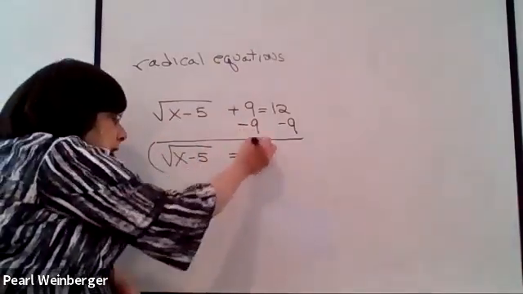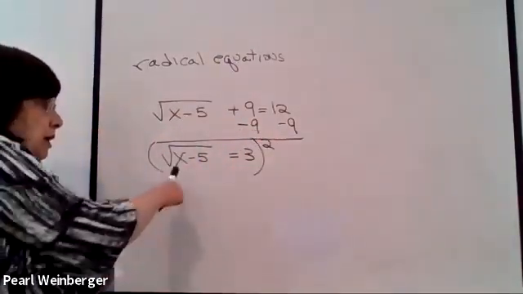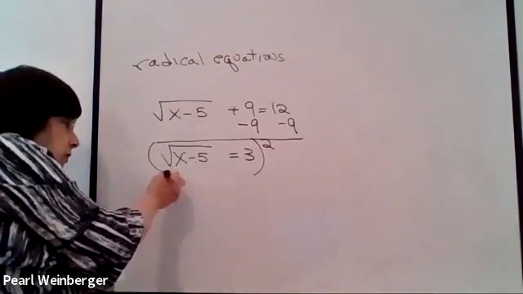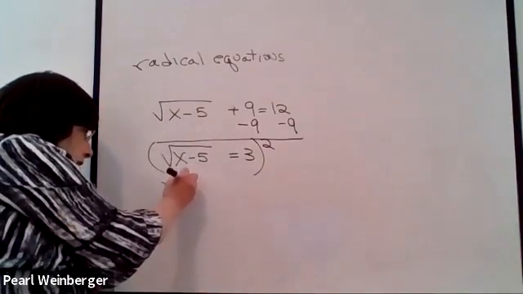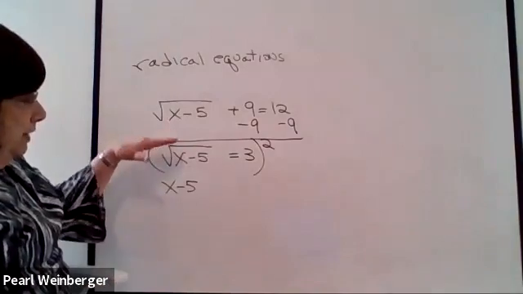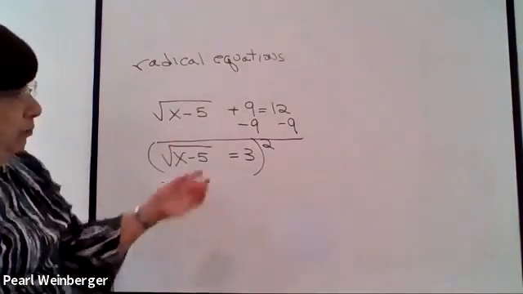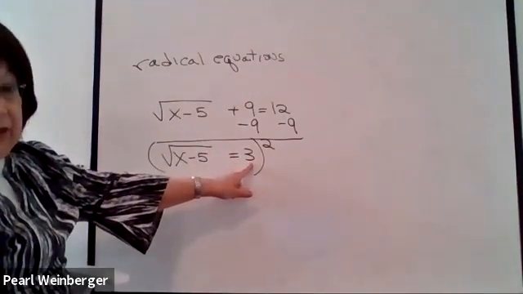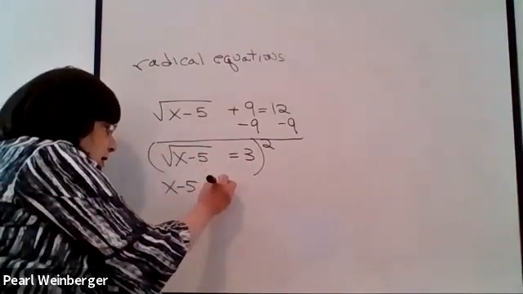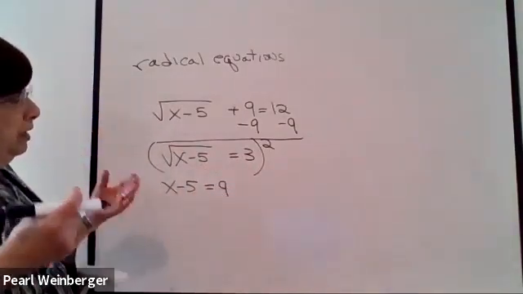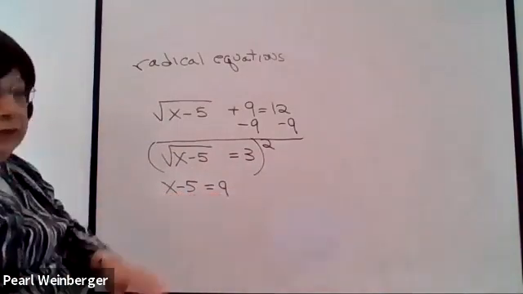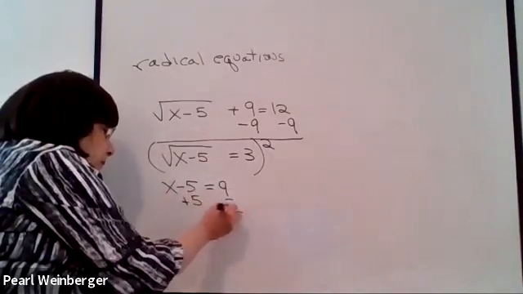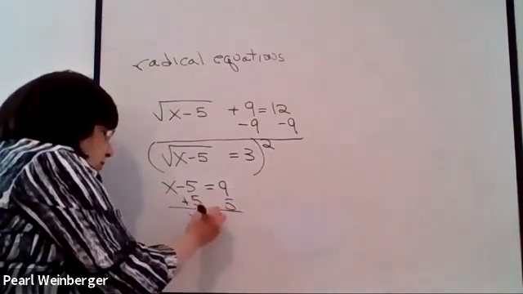Then you can multiply both sides by itself. Notice this side, the square root of x minus 5, when I multiply it by itself, just gives me the x minus 5. Anytime you multiply a radical by itself, it gets rid of the radical. But the other side is 3. When you multiply 3 by itself, that gives you 9. And now you have your simple equation, x minus 5 equals 9. Of course, you just bring the 5 to the other side. And that gives you x equals 14.